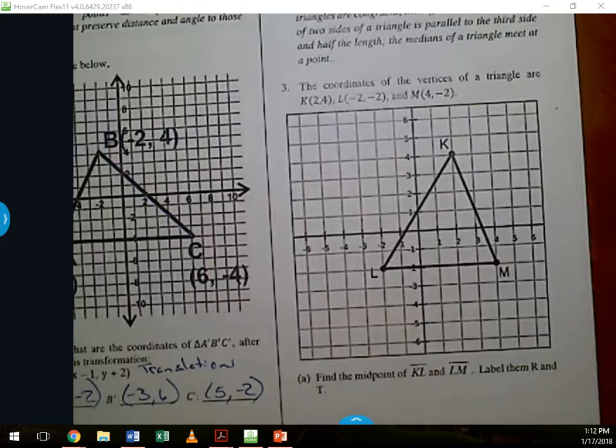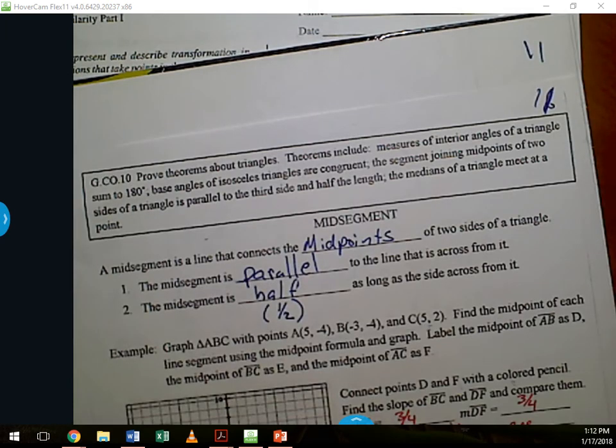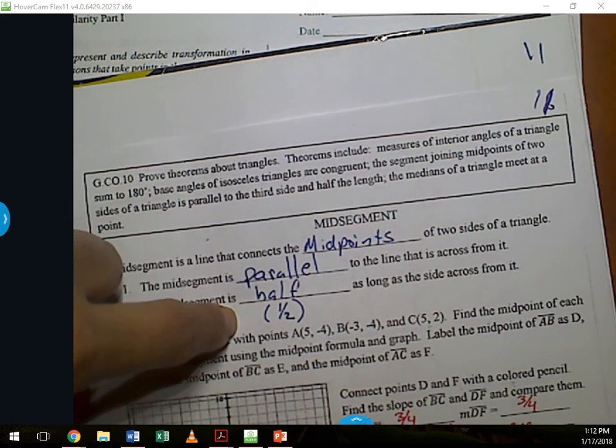So let's take a look at the next one. The next one says GCO10. Okay, let's find GCO10 in my notes. So GCO10 is where? Page 11, isn't it? Right here. GCO10, page 11. Now, what did I point out is very crucial for this? These two things, for midsegments. What is the very crucial thing? Parallel and 1/2. Okay, that's what I need.